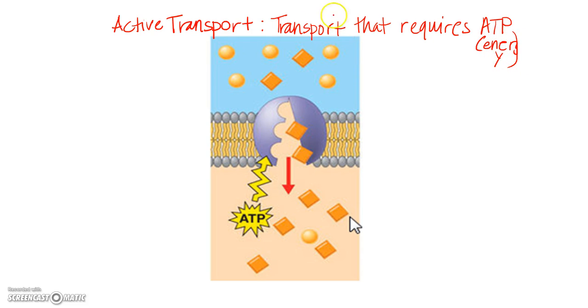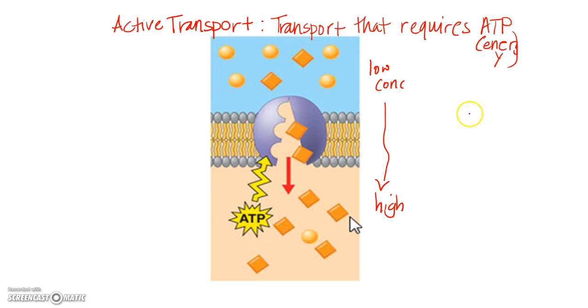Take a look here. You see that these circles, if they were to move across, they would go from here to here, high to low concentration. So the concentration gradient, the natural flow of things, is from high concentration to low. But you'll notice that this protein right here is pumping from low to high. So it's going opposite the concentration gradient, from low concentration to high. The cell does this when it's trying to stockpile something.